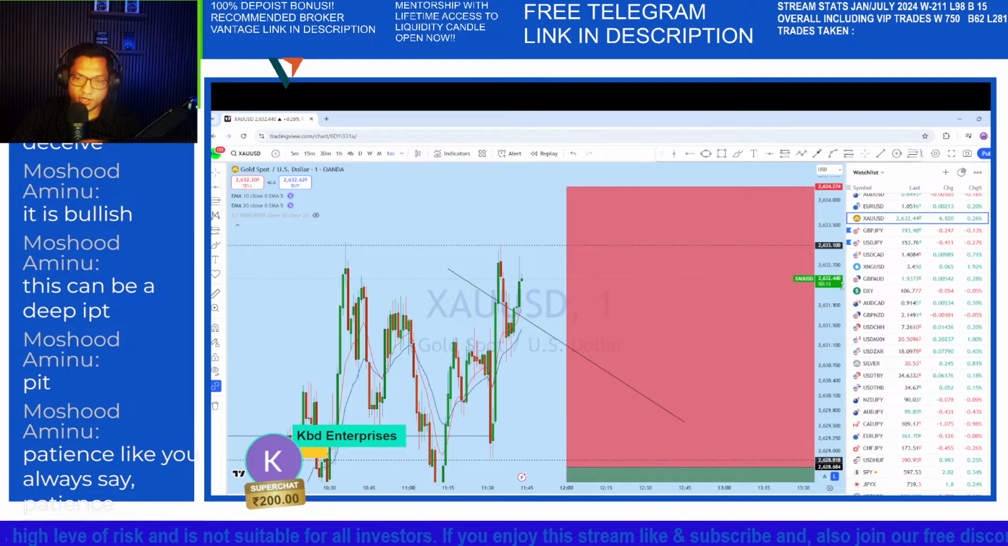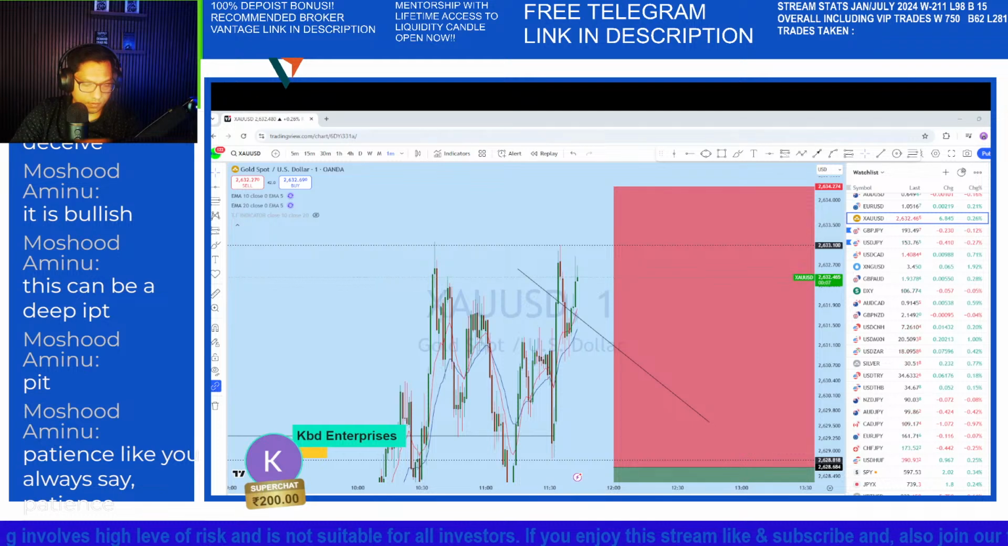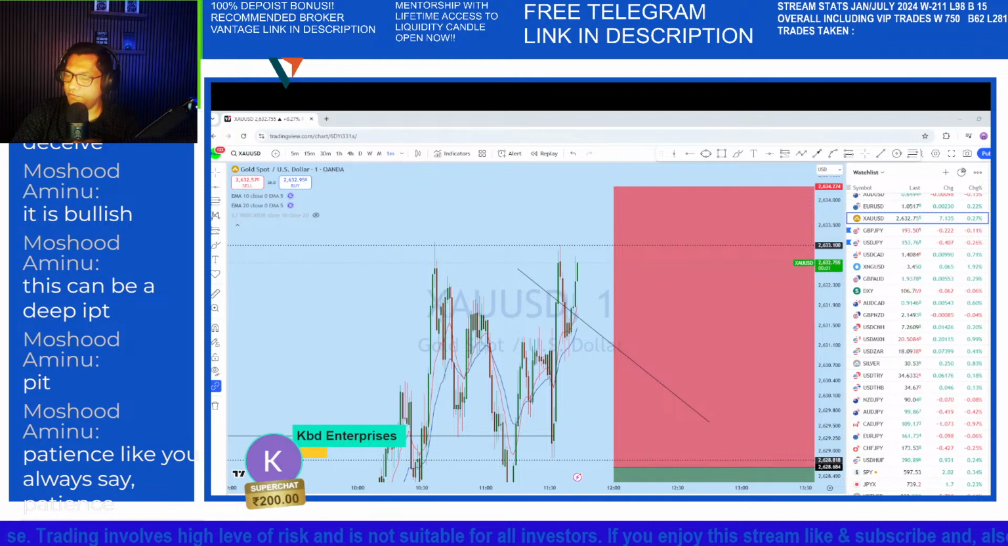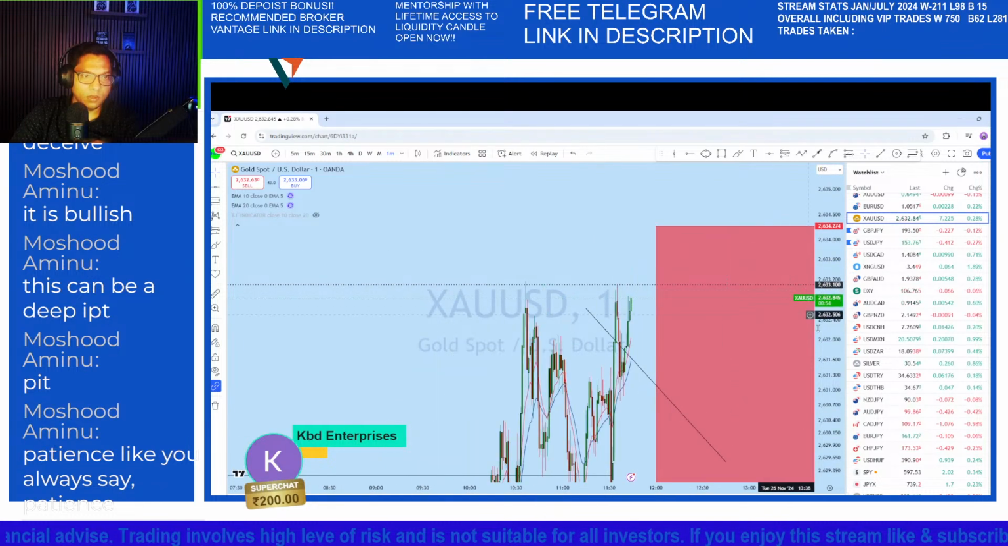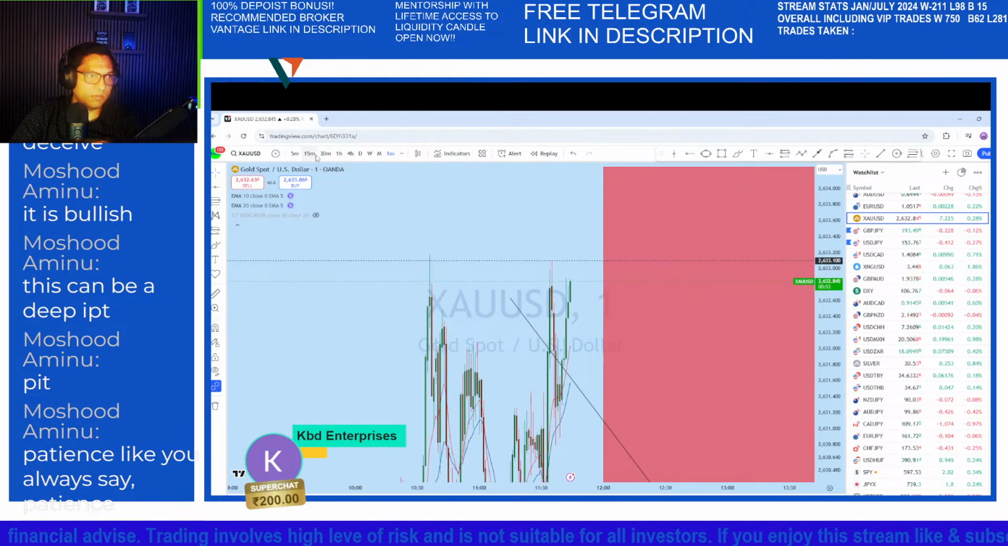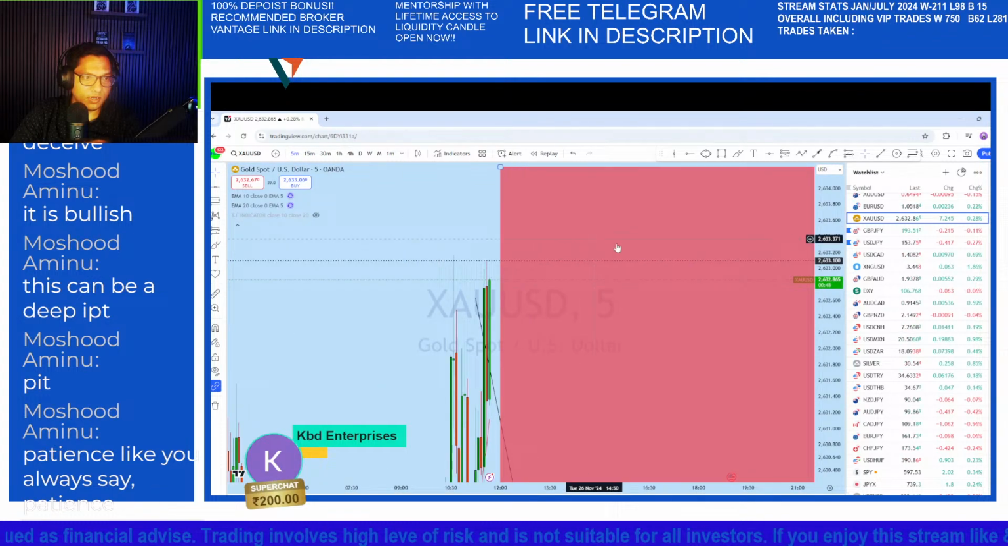If we look at Forex Factory coming up, is there any news coming later today? Yes, there is CB consumer confidence coming later today. So here we can see some bullish momentum which might lead the price back.